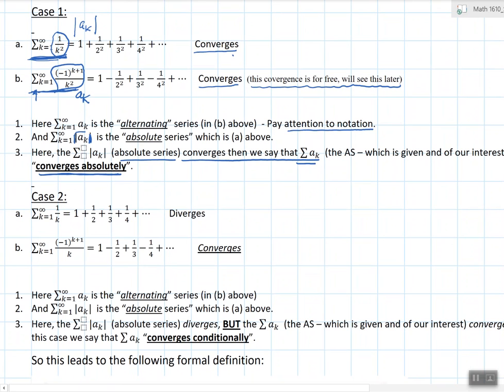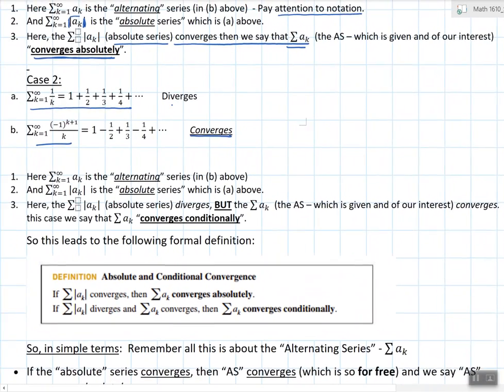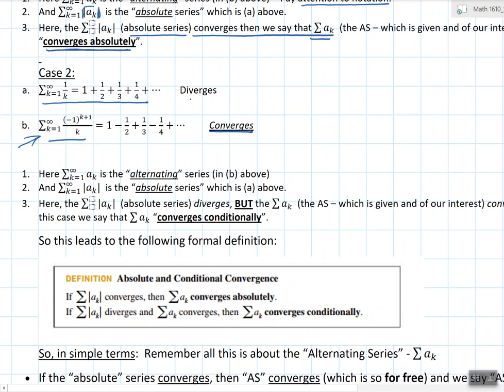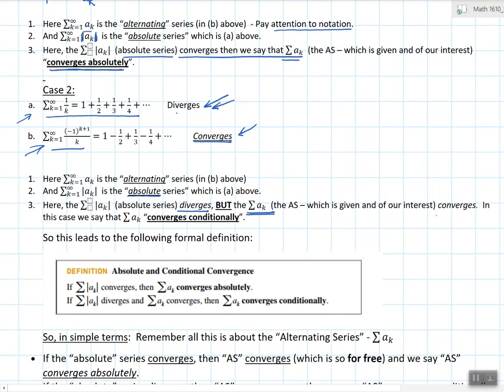Okay, case 2. Now suppose we have the harmonic series. Here, this series diverges, and when it's alternating, it converges. So what does this example tell us? AK is the alternating series, which is this one. You take the absolute value, and that is called the absolute series, which is here. Now here the absolute series diverges. We know that the absolute series diverges, but the alternating series, the one that was given to us, converges. So in this case, we say that the alternating series converges conditionally.